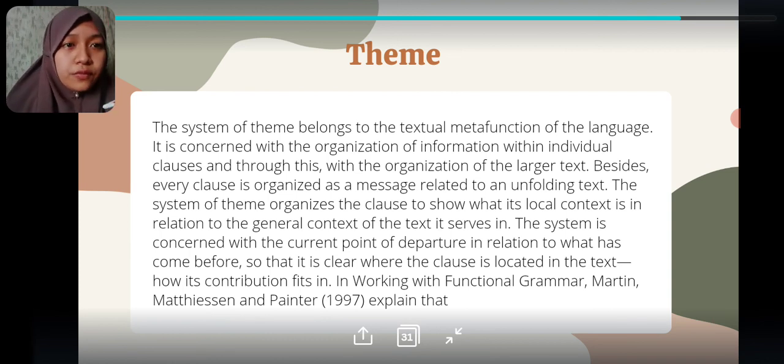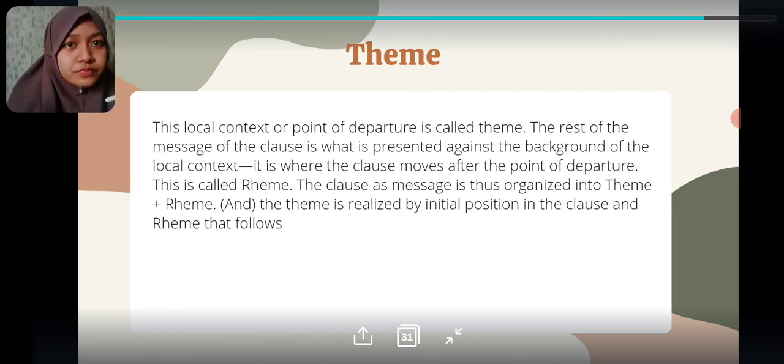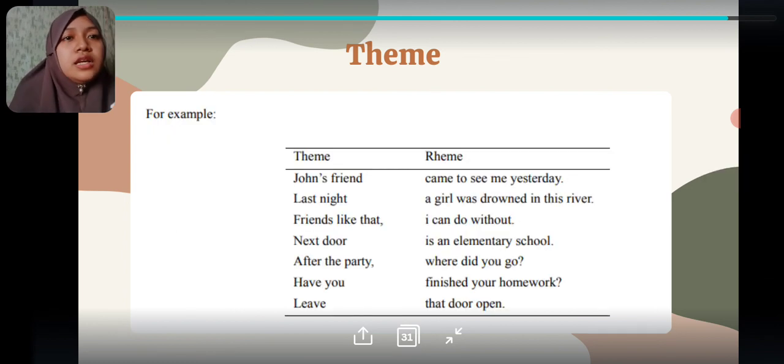In working with functional grammar, Martin, Matthiessen, and Painter explain that the local context or point of departure is called theme. The rest of the message of the clause is what is presented against the background of the local context. It is where the clause moves after the point of departure. This is called rheme. The clause as message is thus organized into theme plus rheme, and the theme is realized by initial position in the clause and the rheme follows. Okay, you can see the example like this, theme and rheme.